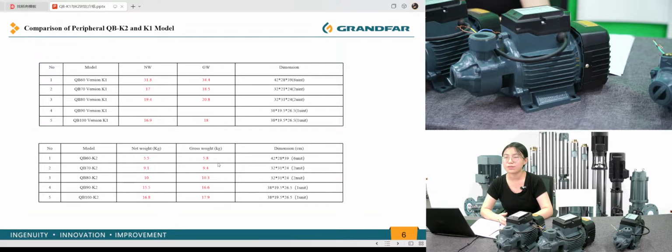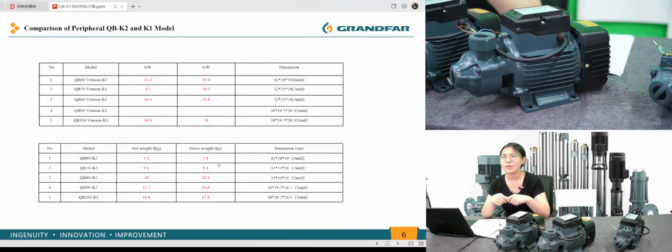And this picture is about the specific performance parameters. In this graph, the first is the QB-K1, our old product, showing its net weight, gross weight, and dimensions. The second graph is our new product, our improvement, the QB-K2, also including its gross weight, net weight, and dimensions.